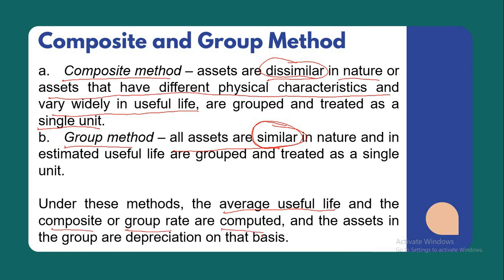So, ang mga kailangan nga i-compute diri under these methods are the average useful life, or we call it the composite life, or of course the group life, depende sa method imong gigamit. And we also have the group rate or the composite rate. So duha ka buok, the average useful life and the composite or group rates are computed. And the assets in the group are depreciated on that basis. Okay? So mao na siya ang mga kailangan nato under these methods.